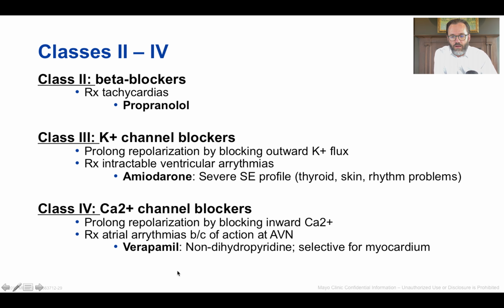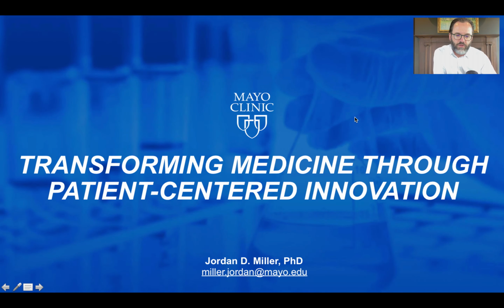Class 4 are the calcium channel blockers, and those are going to be prolonging repolarization by blocking the inward calcium transient. They're efficacious in the treatment of atrial arrhythmias because of their effect at the atrioventricular node. A great example of that would be verapamil. That would be a non-dihydropyridine drug. It's relatively selective for the myocardium, so you're not going to have a lot of off-target side effects causing vasodilation and other side effects that are unwanted and poorly tolerated.